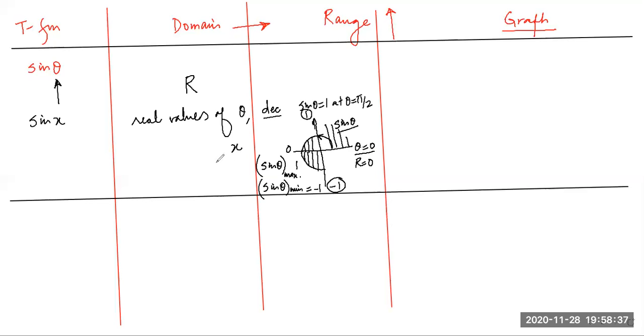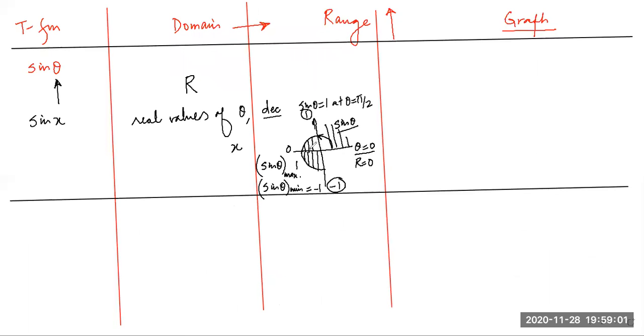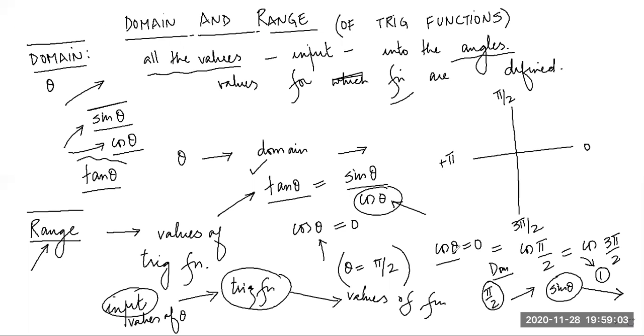And also, there are no hiccups like tan theta we discussed before. Tan theta is not defined for some particular values of theta, especially pi by 2, 3 pi by 2, and then again 5 pi by 2, then again 7 pi by 2, like that. No problem with sine theta. Here it's defined for all values of theta.